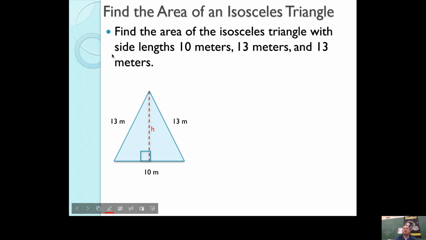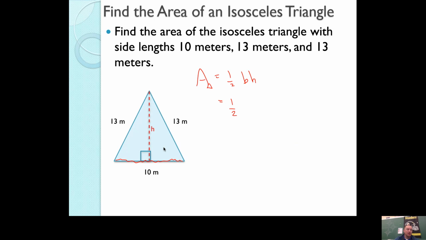Find the area of an isosceles triangle. We're going to find the area of an isosceles triangle with side lengths 10, 13 meters, and 13 meters. To find the area of a triangle, you need to multiply the base of the triangle with the height of the triangle. Now, if you look at this triangle right here, this is the height. We don't know it, but this is the base, and we do know it.